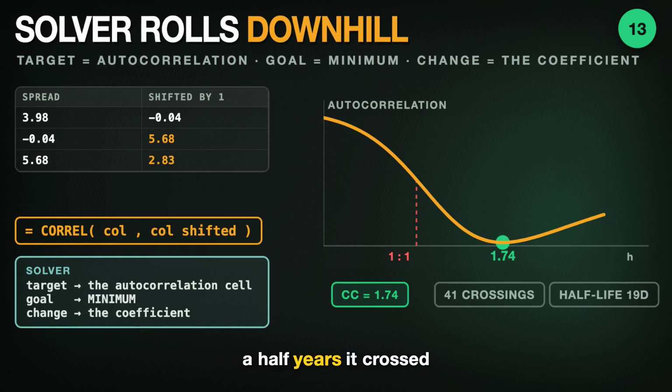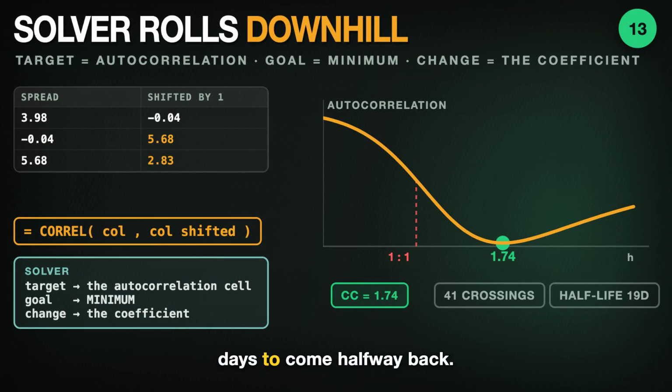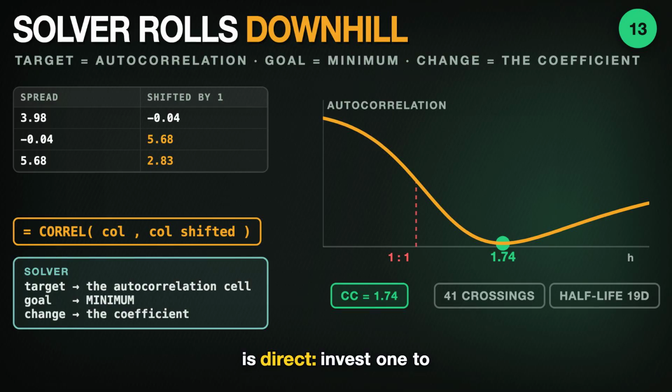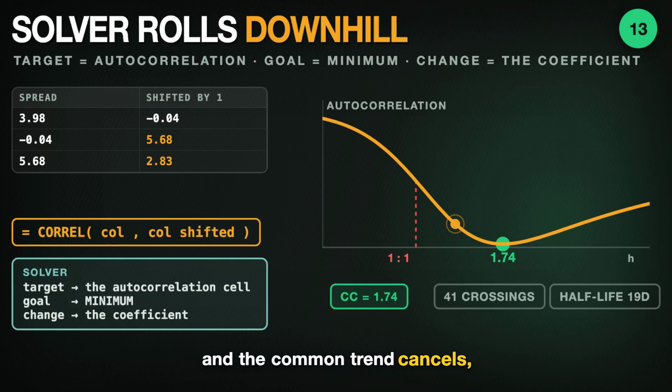Over 2.5 years, it crossed that average line 41 times, and once it stretches away, it takes about 19 trading days to come halfway back. The meaning of the number is direct. Invest 1 to 0.74. Build the long short at that ratio, and the common trend cancels, leaving the residual.